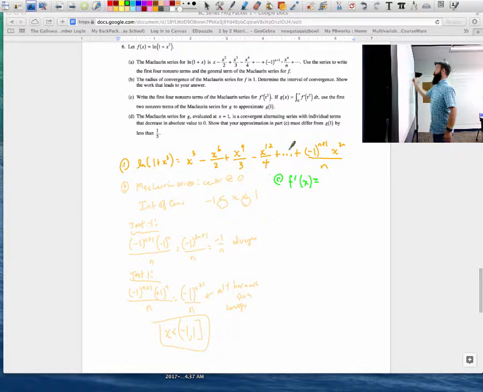This is what we have for f of x. F of x was this thing we found in part A. So if I take the derivative of each of these terms here, this would give me 3x squared. This would give me minus 3x to the 5th. This would give me plus 3x to the 8th. And this would give me minus 3x to the 11th. So that's the first 4 terms of f prime of x.